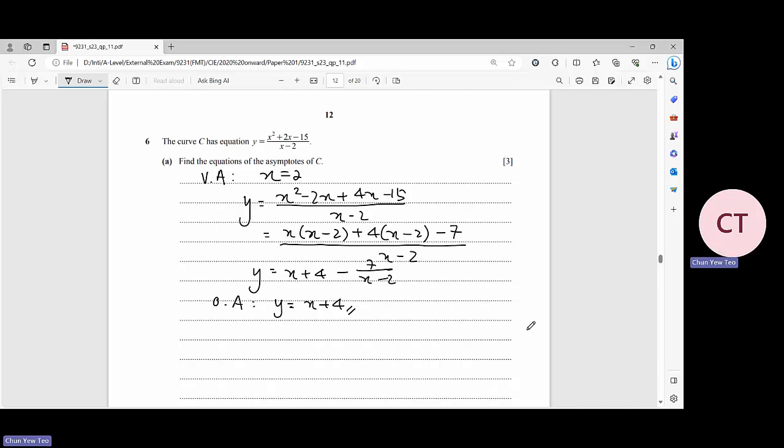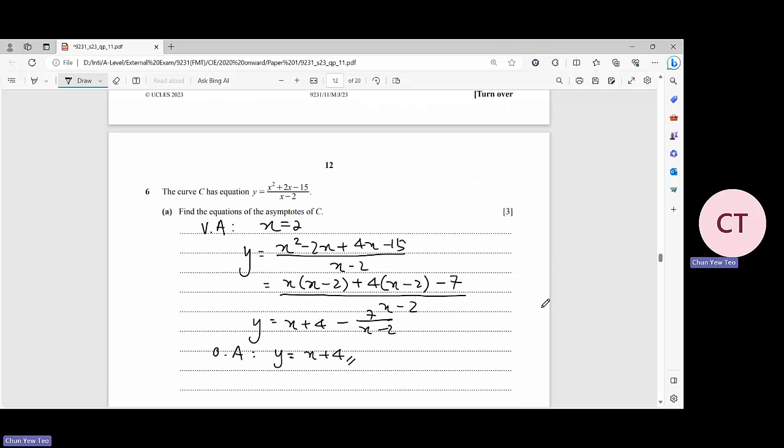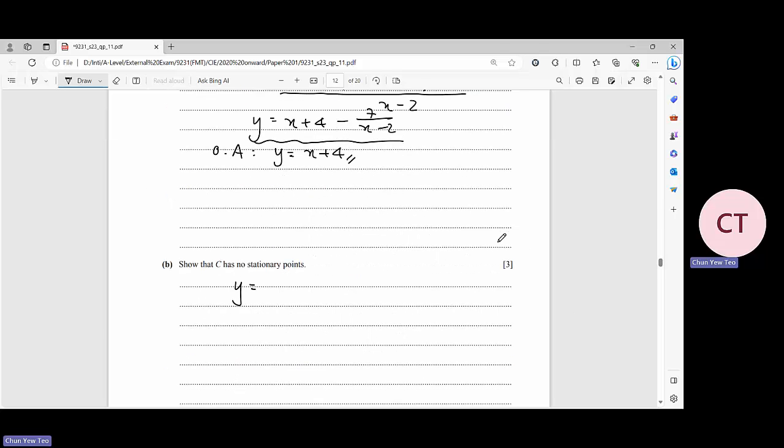Now, we move on to part B. We want to show that it has no stationary points. In order to show stationary points, we have to find dy/dx. You can take the y from here and find dy/dx, or you can take the y from there to find dy/dx. This one is highly recommended because it is easier to differentiate. So I will use these expressions of y in terms of x to differentiate. So I just copy it out.